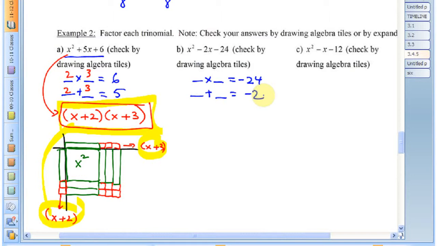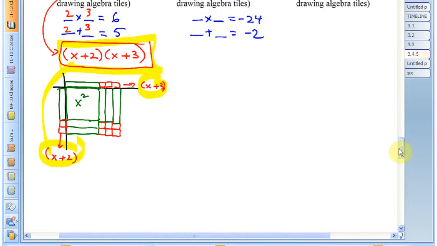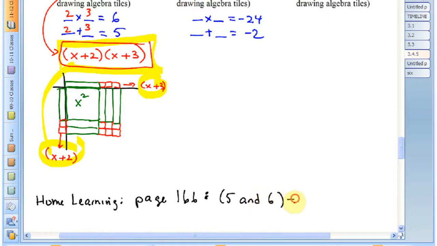Okay, and if you finish this one, try part C, and if you finish those, maybe you can draw the algebra tile pictures. And if you don't want to, look at your neighbor to double check that they're okay as well. Okay. And then I'll put your homework assignment underneath here then, okay? By the way, some of your homework you will be required to actually draw out the algebra tiles. I want you to be familiar with that, please. Okay?